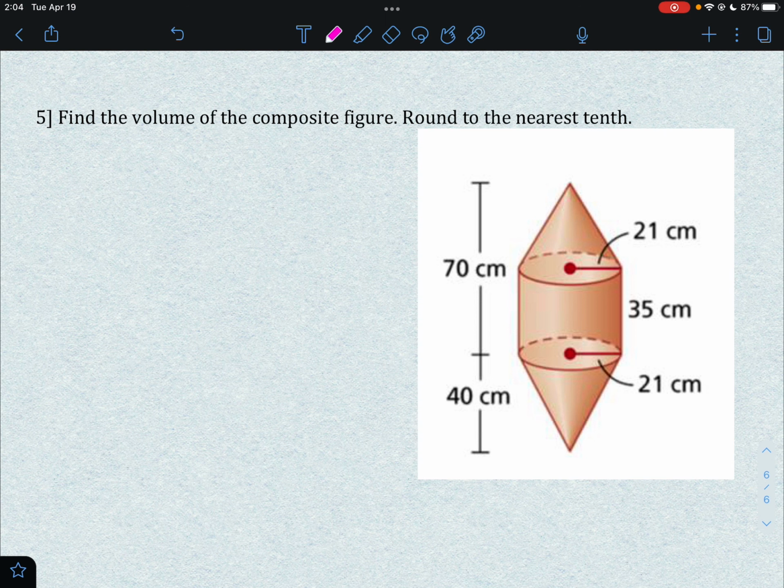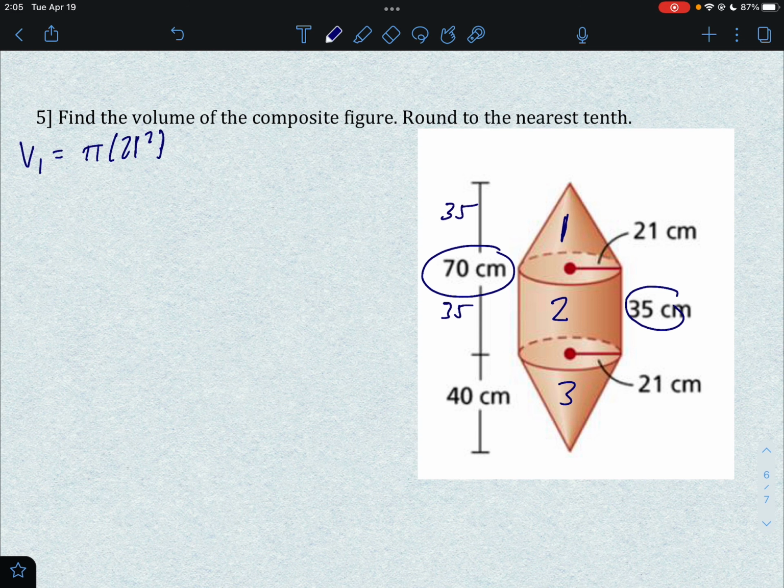All right, last one. Find the volume of the composite figure, round to the nearest tenth. So we got three shapes here. We got a cone, a cylinder, and a cone. So V1 is going to be pi r squared, and then the height, which we don't know yet, but if this is 70 and this is 35, 70 minus 35 would also be 35, so the height would be 35 over 3.